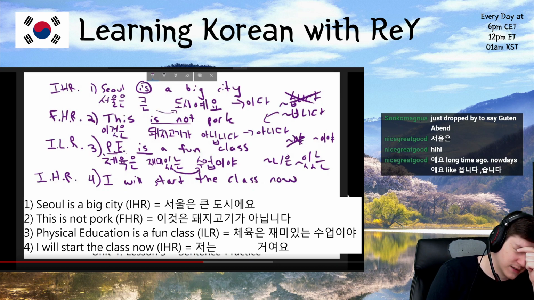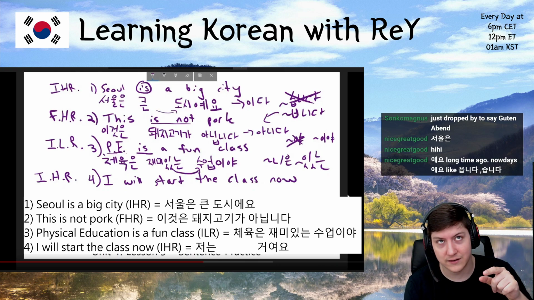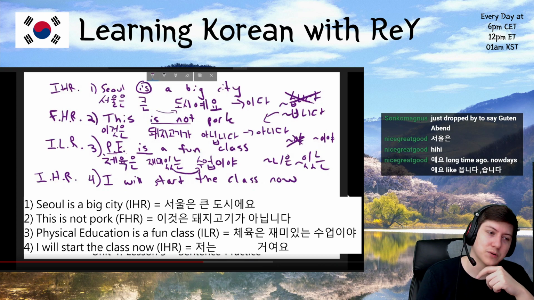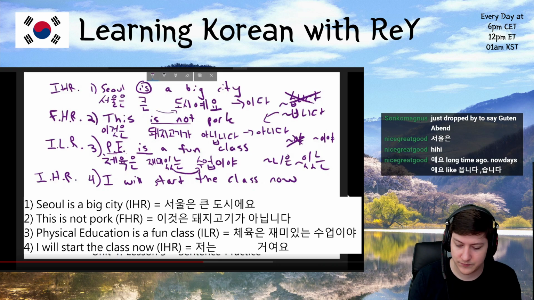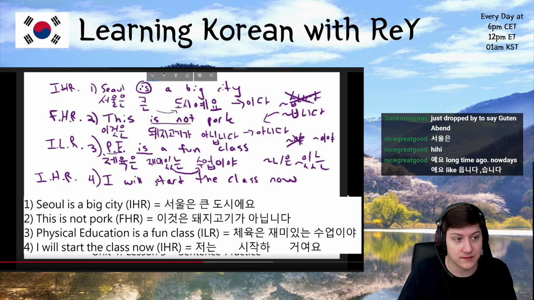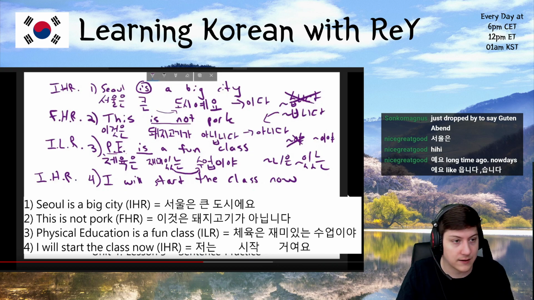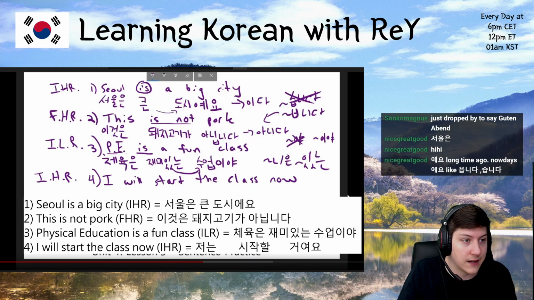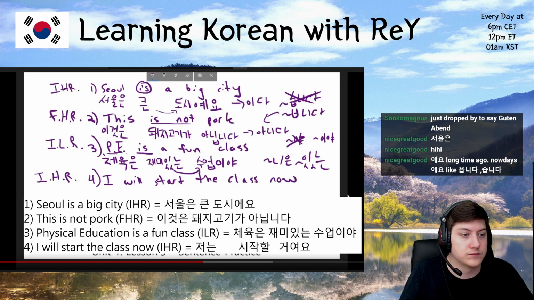Okay, what's to start? To start is 시작, 시작다, 시작하다. 시작하다 probably. I'm not sure. Let's write it out here. 시작하다. We conjugate that to the future form, so we remove the da and we just add the r. So it's like hal. And now we also need the "now".